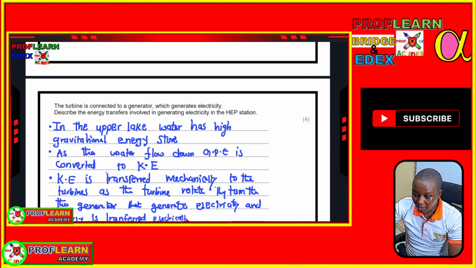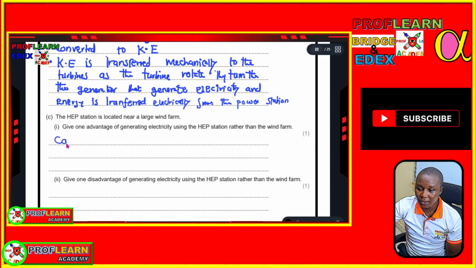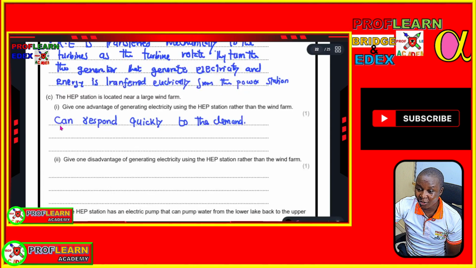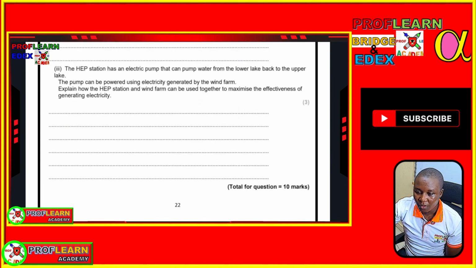Right, so I can see we are almost coming to the end of this particular paper. What's the next part? Give one advantage of using a hydroelectric power station: they can meet the rising demand of electricity. They don't contribute to global warming, and they don't contribute to acid rain. The disadvantage is that they require large capital, and they also need a large area to be flooded. So there is also a comparison with wind energy.